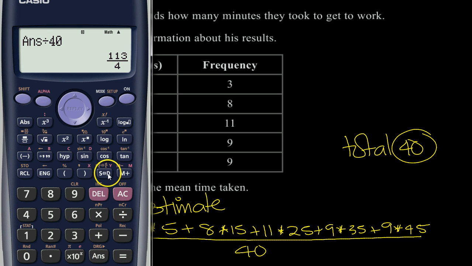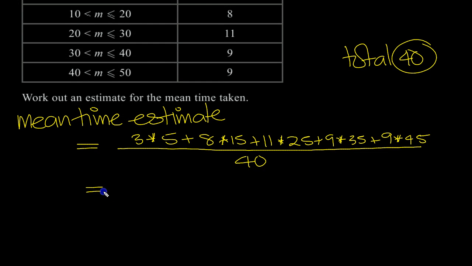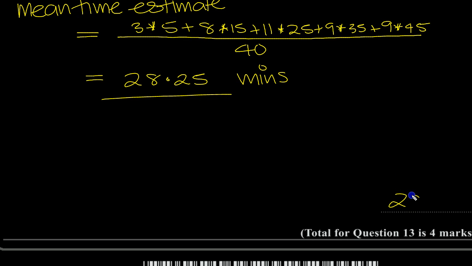equals decimal 28.25 is the mean time then. 28.25 minutes.